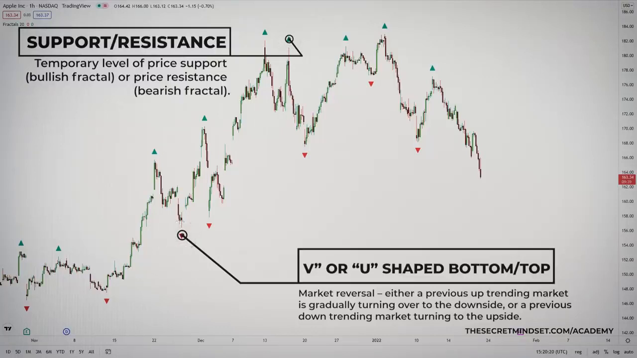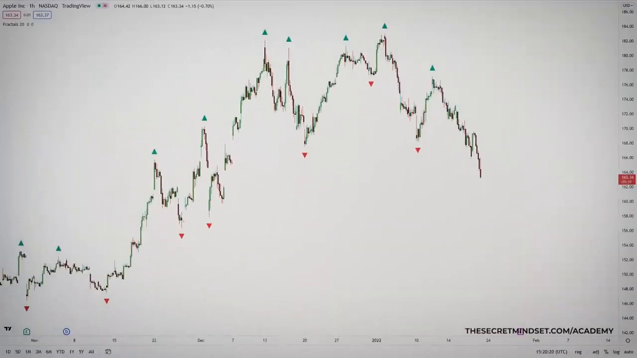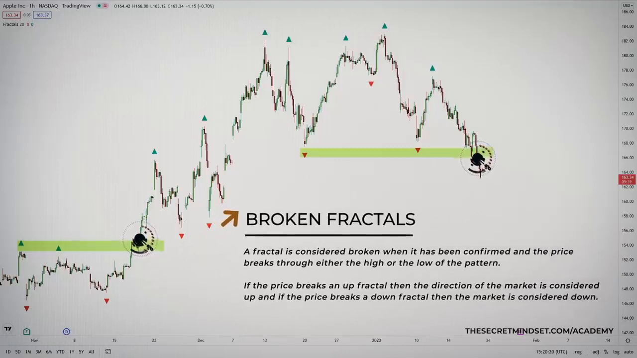So you can use fractals to determine the possible direction of price. One way in which you could do this is by looking for broken fractals. A fractal is considered broken when it has been confirmed and then the price breaks through either the high or the low of the pattern. If the price breaks an up fractal, then the direction of the market is considered up. And if the price breaks a down fractal, then the market is considered down.